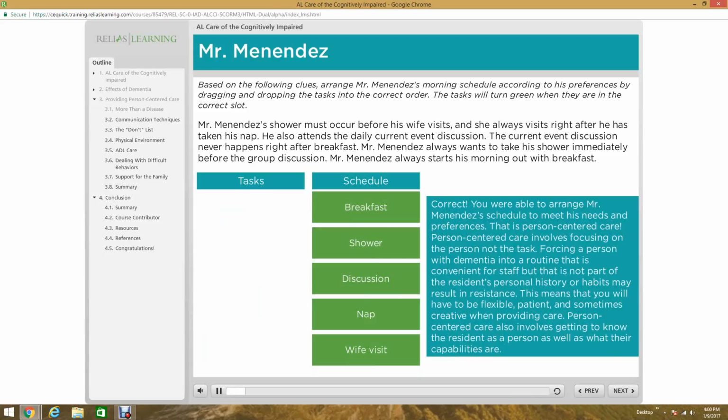Correct, you were able to arrange Mr. Menendez's schedule to meet his needs and preferences. That is person-centered care. Person-centered care involves focusing on the person, not the task.